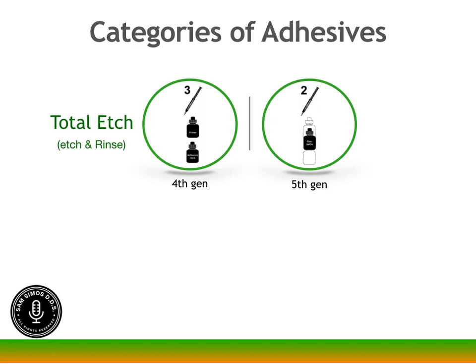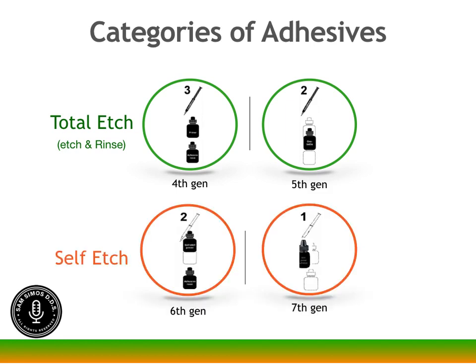These come in two different categories. A three-part system you see on the left side of your screen, which is the etch, the primer, and the adhesive, all in three separate parts. Some people refer to this as fourth generation. On the right side of the screen, you see the two-part system, which has an etch, and then the primer and the adhesive in one bottle. Some people refer to this as a fifth generation.